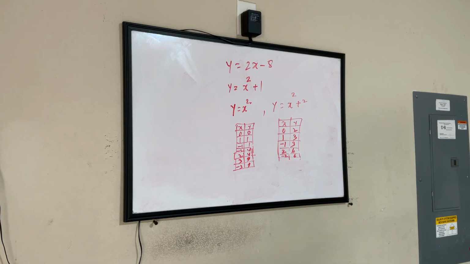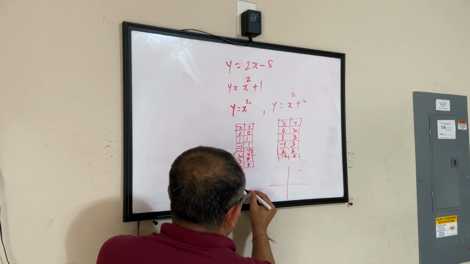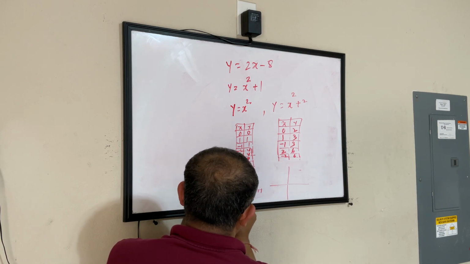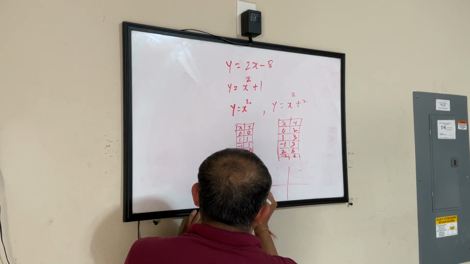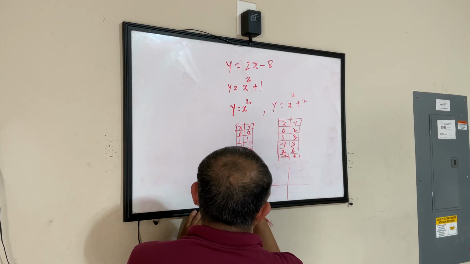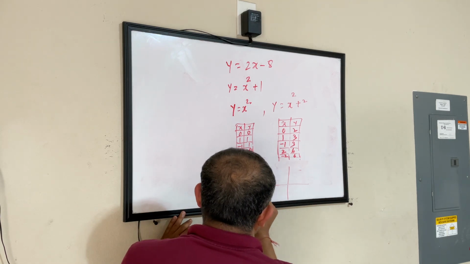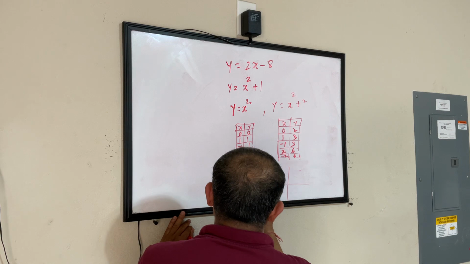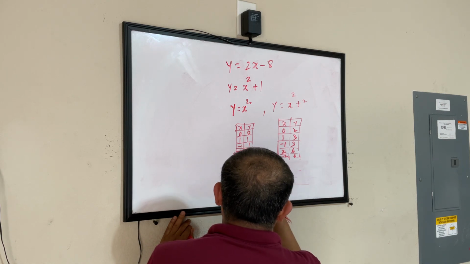Let's plot them here. 1, 2, 3, 4 on the minus side, and 1, 2, 3, 4 on the plus side. Then 2, 4, 6, 8, 10. So I'm going to draw this, okay? So 0, 0, then 1, 1, 2, 4, 3, 9.